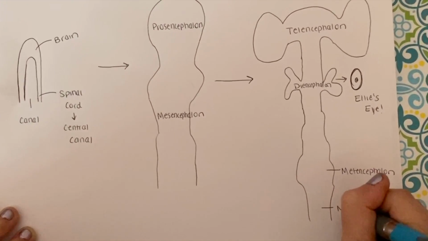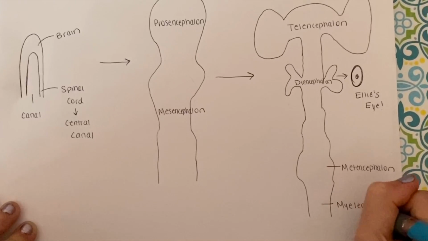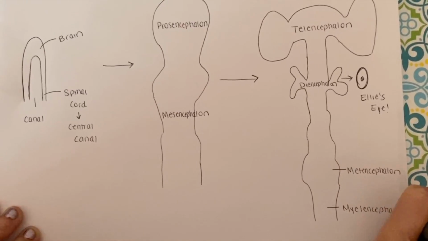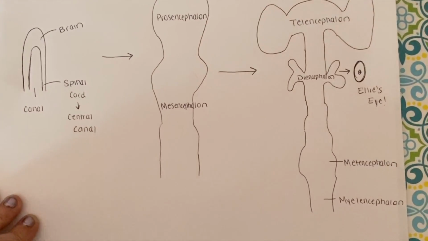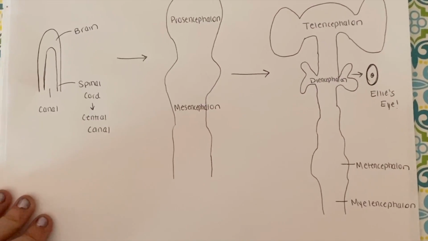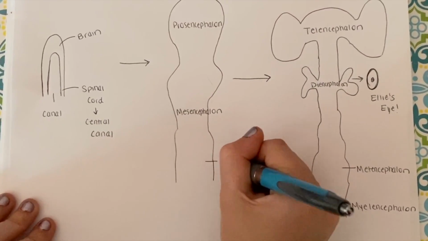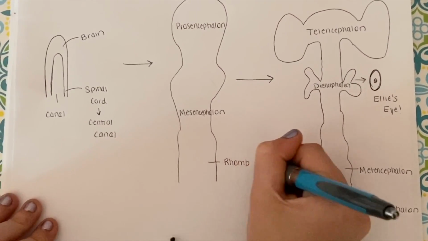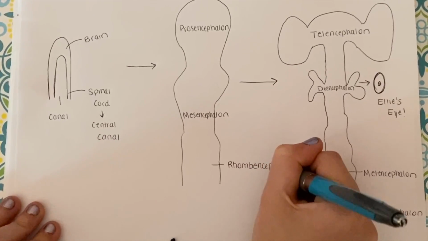The metencephalon will become the pons and the cerebellum. The cerebellum is vital to balance and unconscious movement. The myelencephalon will become the medulla oblongata. Isn't it amazing how all these changes occur in such a small embryo?